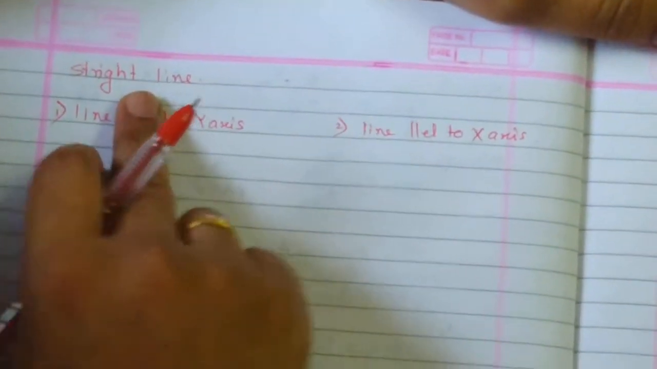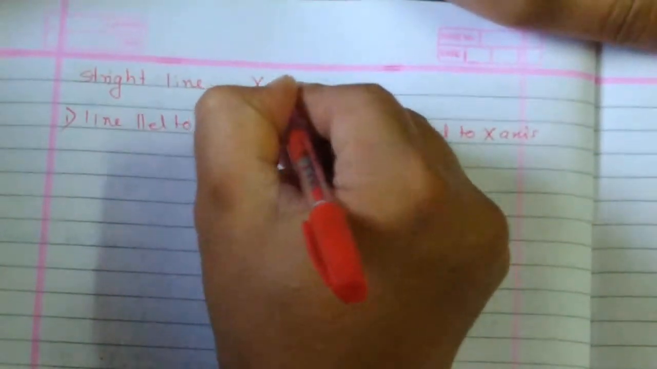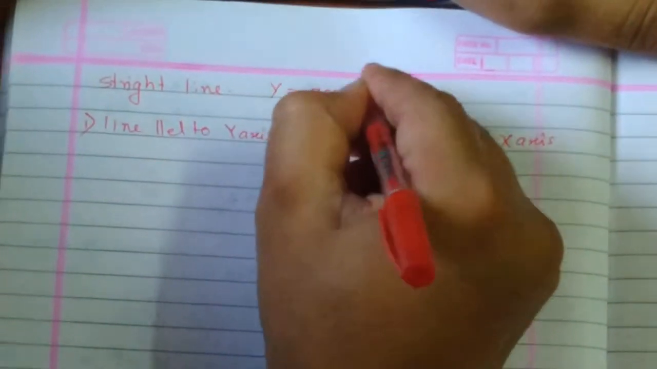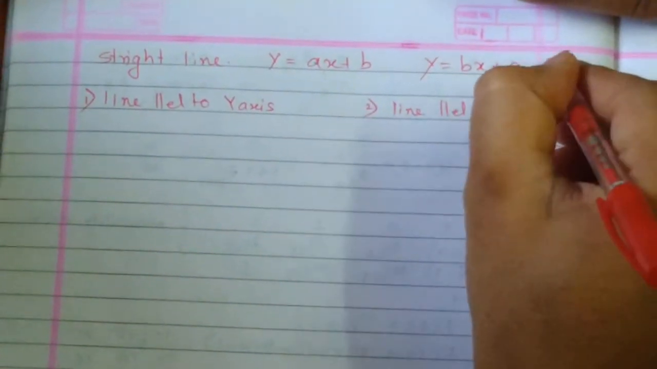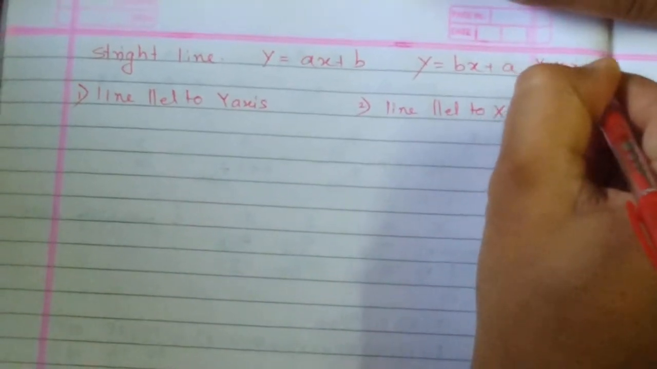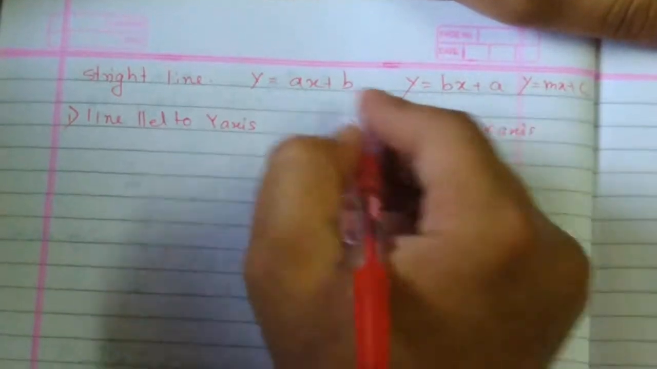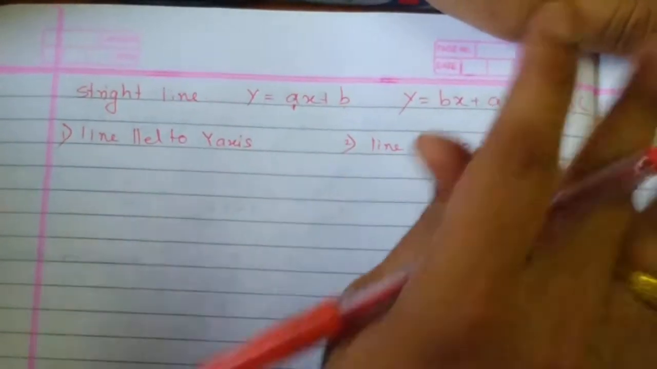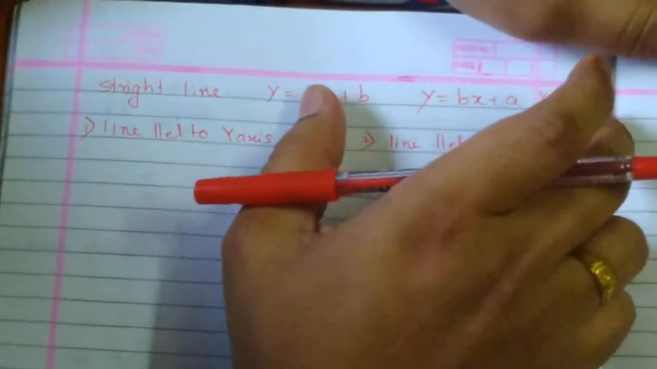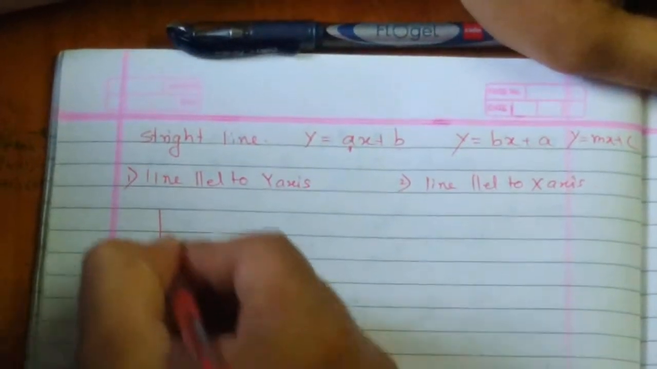In this lecture, we are going to revise straight line and circle. The equation of a straight line is given by y is equal to ax plus b, or sometimes you may write this as y is equal to bx plus a, or y is equal to mx plus c, whatever it is. The multiple of x is the slope of the line and the other constant is called the intercept. But before we discuss these equations, I would like to discuss a few standard or popular lines.